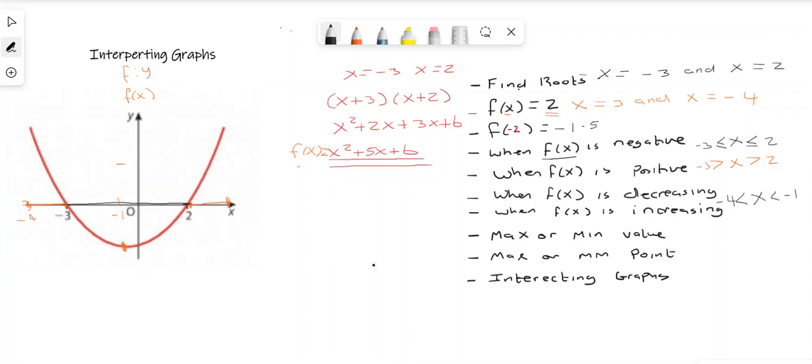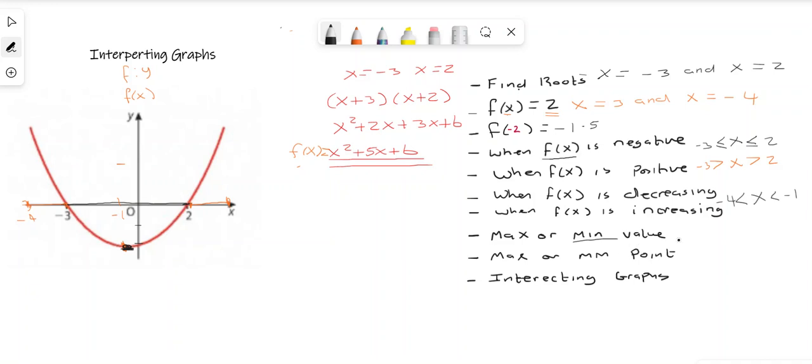So the next one it's asking you for is the max or min value. Again, if we have a look at this, we can see that roughly around here is the minimum value. So when x is -1 and y is roughly, let's say, -2. So you want to get roughly this point here. That's going to be the minimum value. So there's no maximum value on this. If the curve was the opposite way, there would be a maximum value.